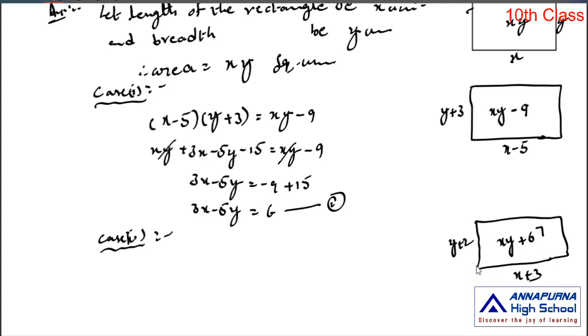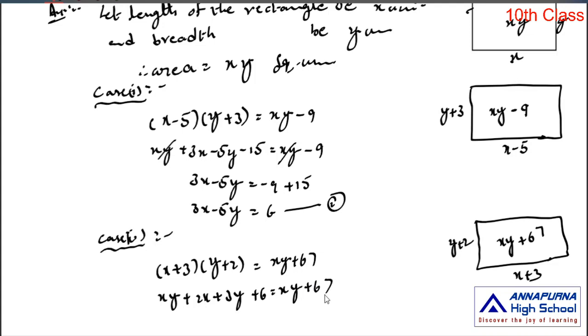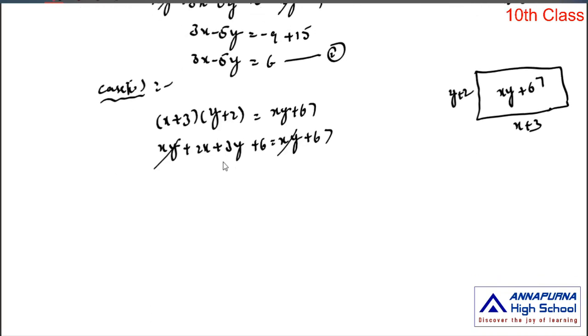Already we know the length and breadth of the new rectangle. Then find its area by multiplying length and breadth, x plus 3 into y plus 2. So this is the area. But according to the question, the area is xy plus 67. Okay, so multiply these two binomials: xy plus 2x plus 3y plus 6 is equal to xy plus 67. xy cancels. And transpose this constant term to the right side. 2x plus 3y is equal to 67 minus 6. 2x plus 3y is equal to 61. This is the second equation.